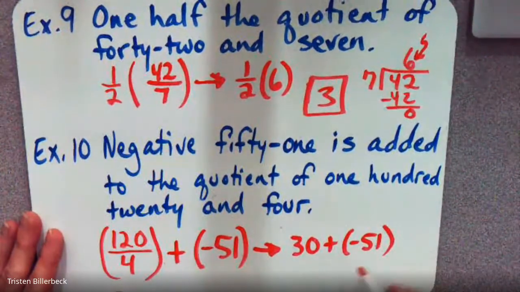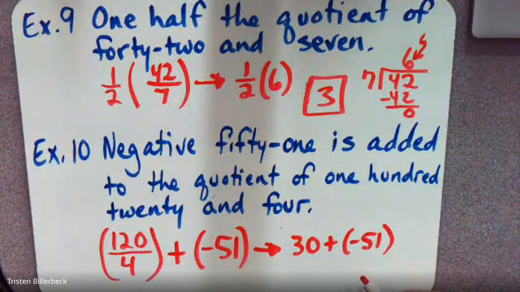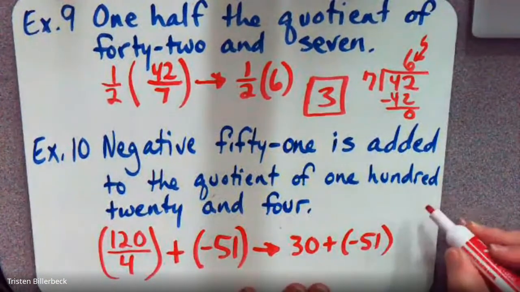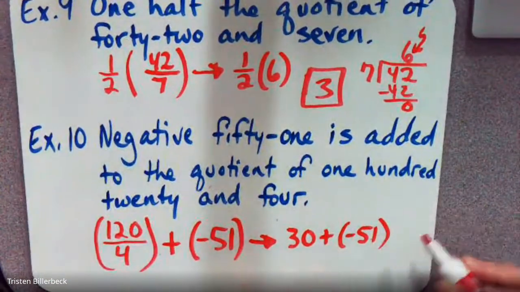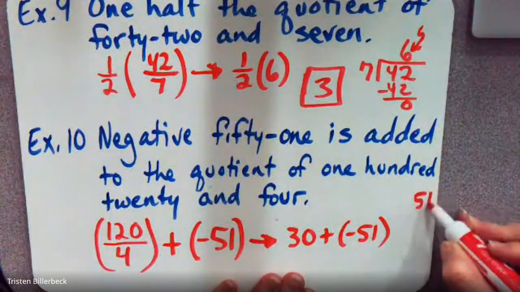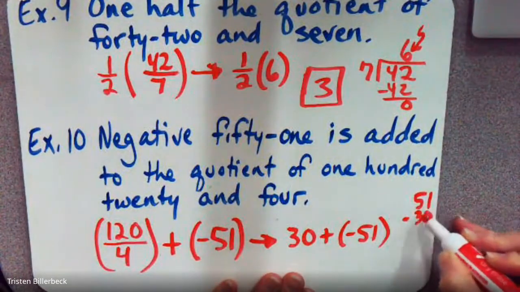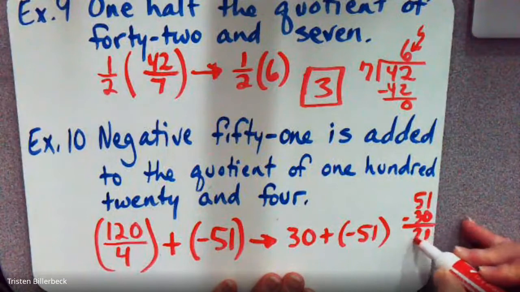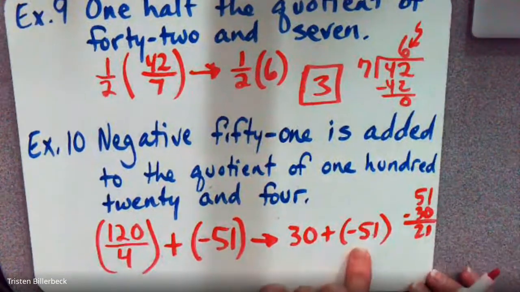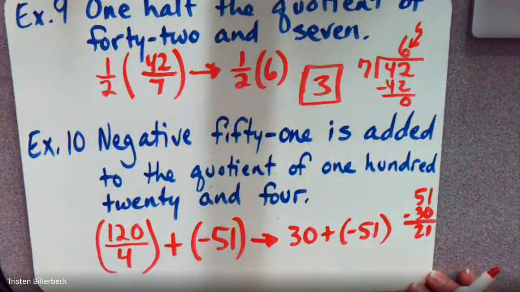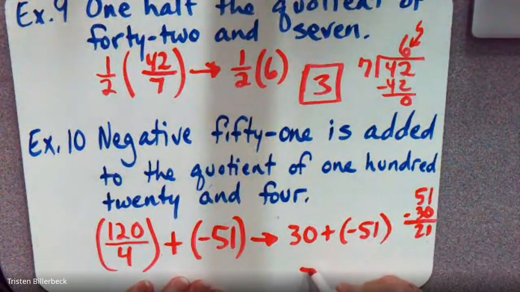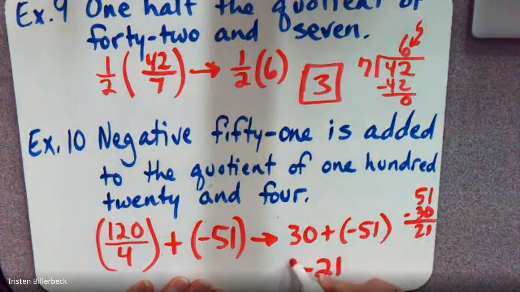So if we look at this, we have different signs, so we take the difference. So what we could do is just take 51 and subtract 30, which gives us 21. Now the bigger number is negative, so we know our answer is negative. So this is going to be negative 21.